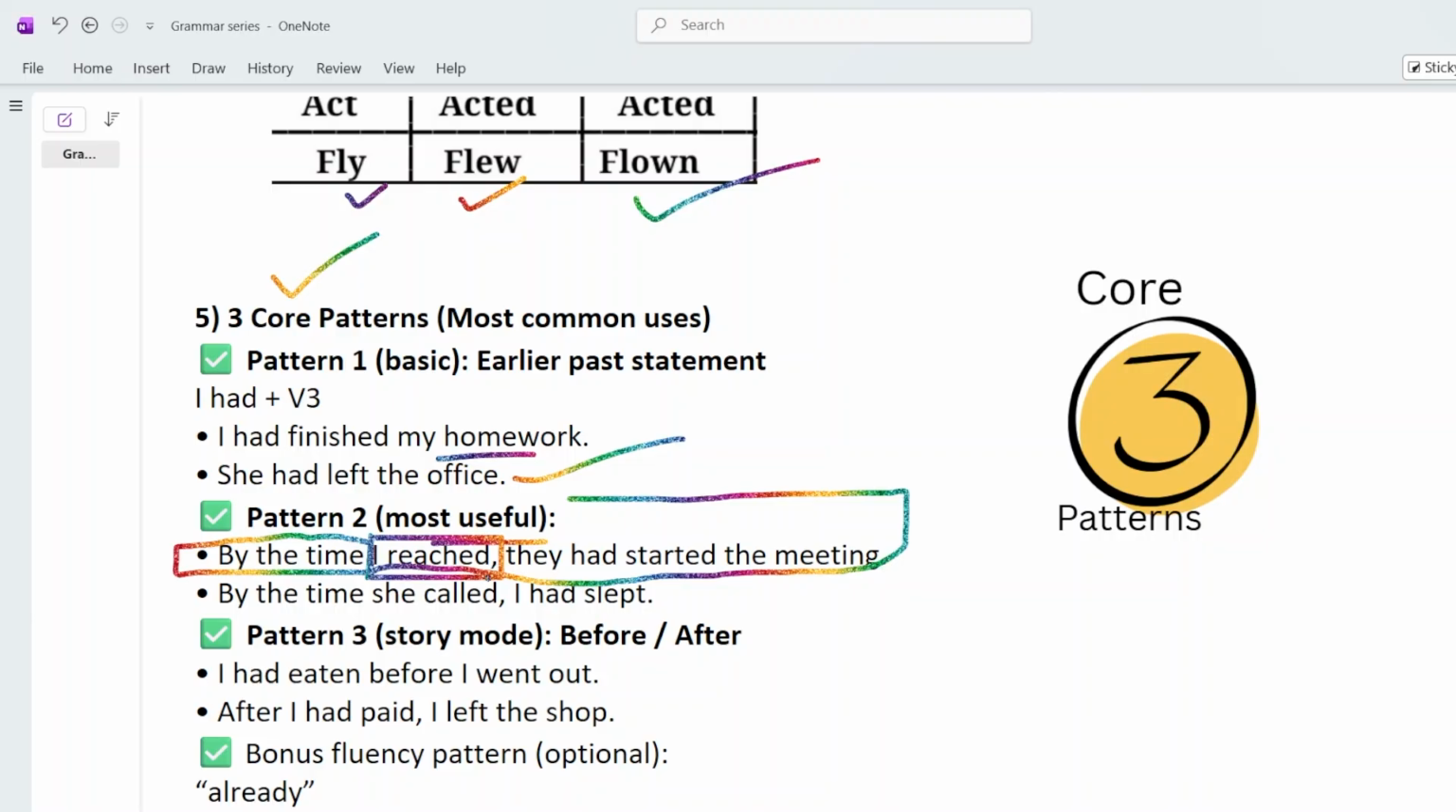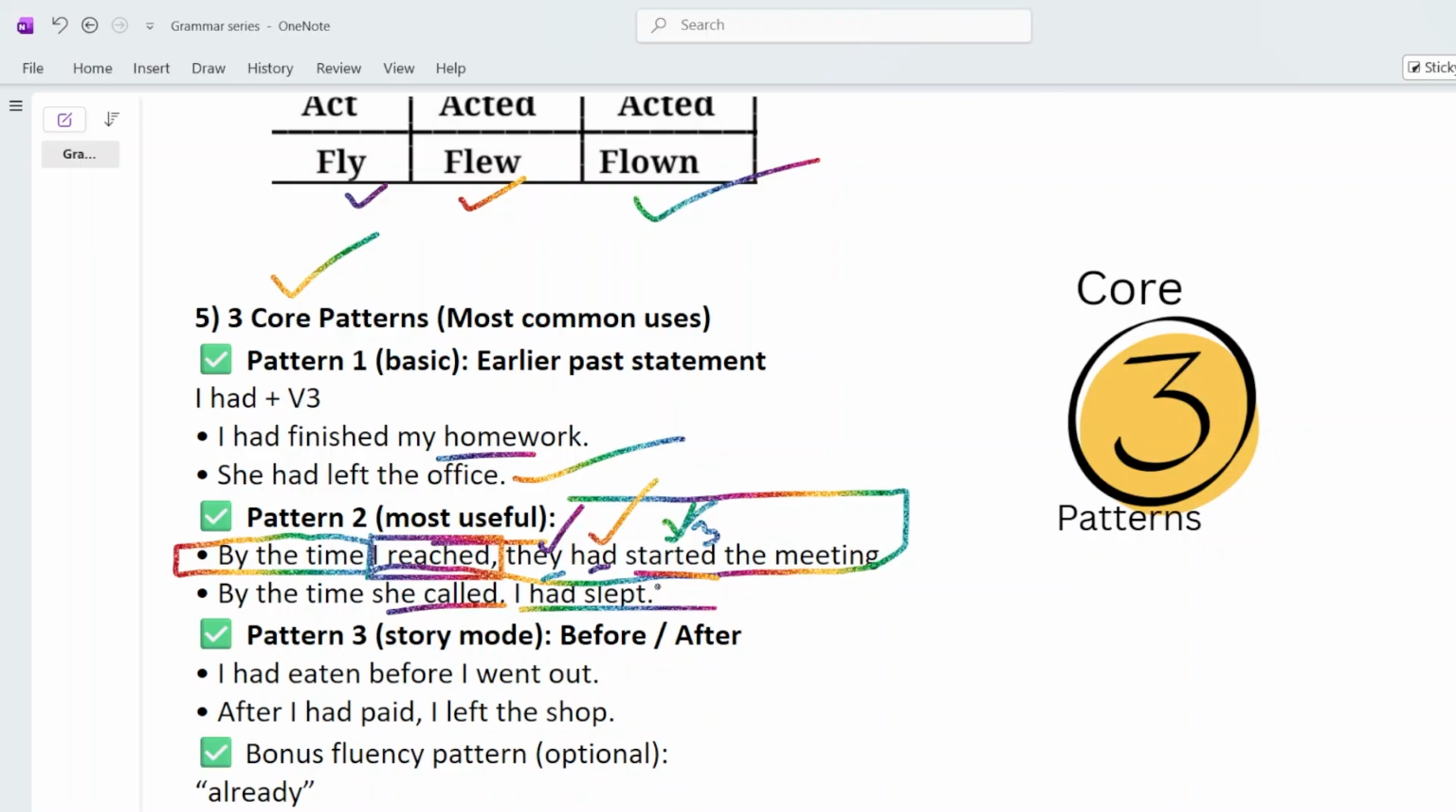So the formula for pattern number 2 is not very complicated, but if you are fluent enough, you can go ahead and use these kinds of sentences as well. By the time I reached, they had started the meeting. So "they" is the subject here, "had started," verb 3 form. This is our past perfect form, that is subject plus had and started, verb 3 form, the meeting. Okay, by the time she called, again this is simple past, I had slept. Very simple, right? Did you understand what I'm saying?